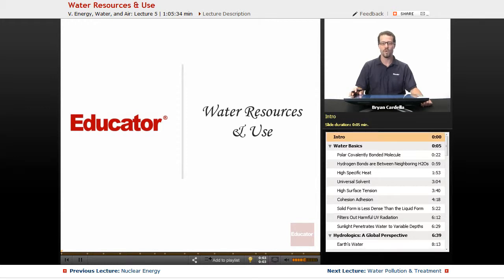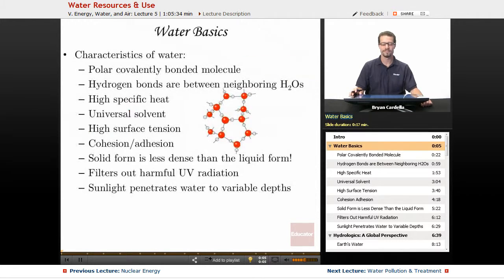This is the lesson on water resources and use. Alright, some water basics. This is about the molecule and how water nourishes life and is actually perfect for us and our planet. It's somewhat of a review from biology, so if you recently took biology, a lot of this you already know. So some characteristics of water.